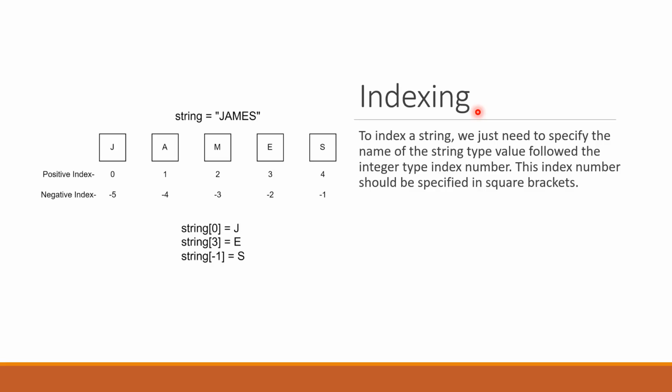So here you can see an example. So we have defined this string variable and we have defined this value to it, string type value JMs, using the double quotes.